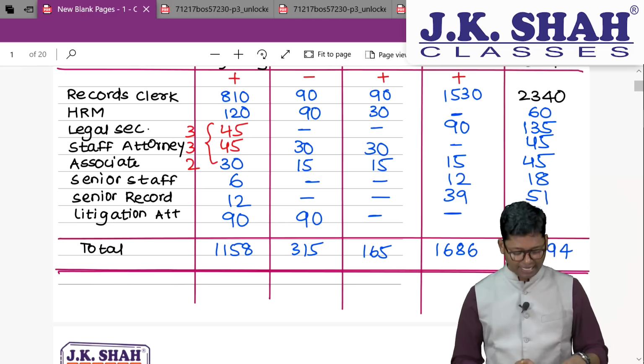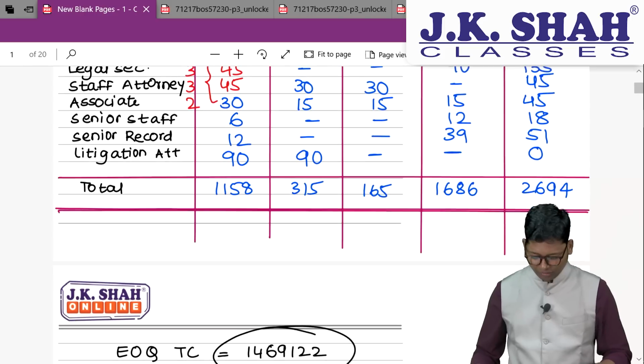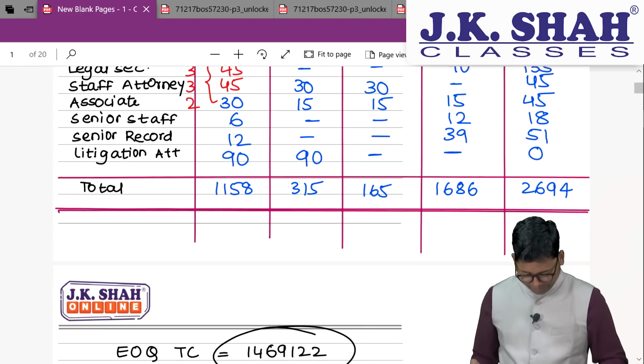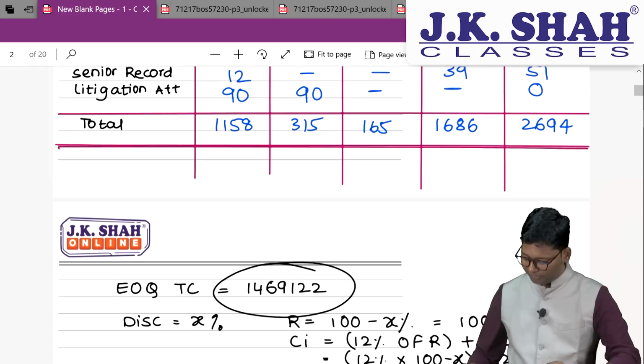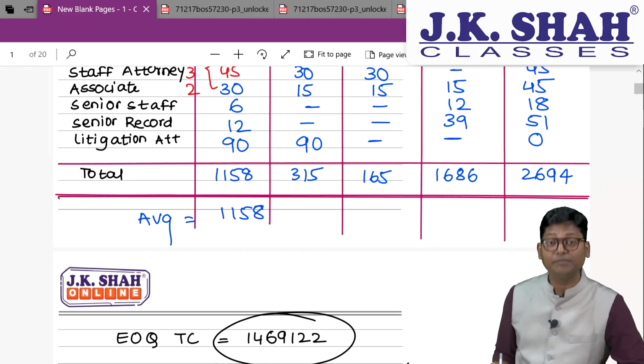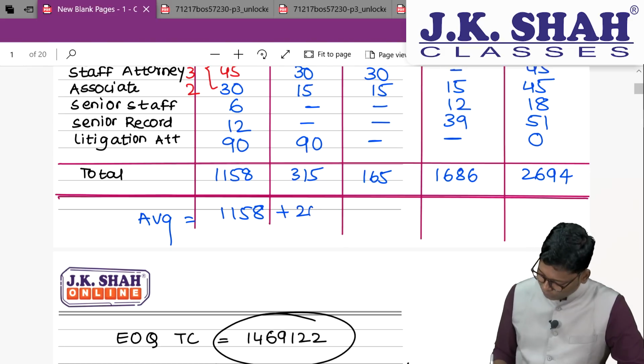Each and every calculation we have performed, please use your calculator for revising this calculation. So we have computed the beginning of the year and end of the year employees. Once this computation is done, we can calculate your average. Average is 1158, that is beginning workers, plus 2694 workers at the end, divided by 2.